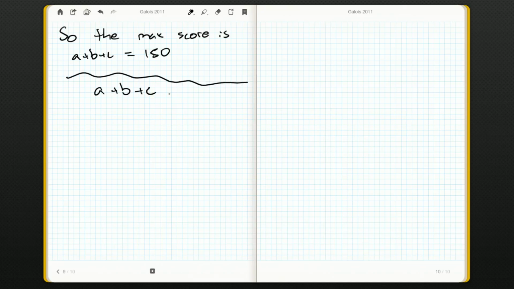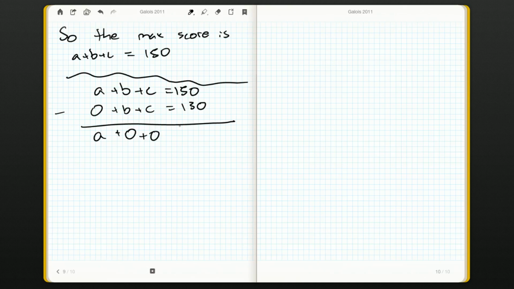If I know A plus B plus C is 150, and I want to figure out A, well, I know that 0 plus B plus C was 130, so I can subtract these. A minus 0 is, of course, A, B minus B is 0, and C minus C is 0. 150 minus 130 is 20, so A is going to be 20. And we can do the exact same thing and figure out what B is. B is going to be 150 minus 110, so B is going to be 40.